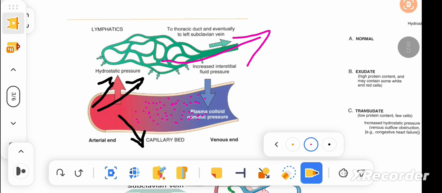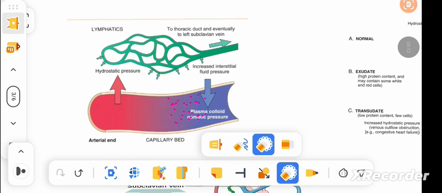So the lymphatic vessels will drain the excess fluid, and then take that fluid back into the blood circulation via what we call the thoracic duct. So any impairment in these two forces, the hydrostatic pressure and the plasma colloid osmotic pressure, will lead to edema.